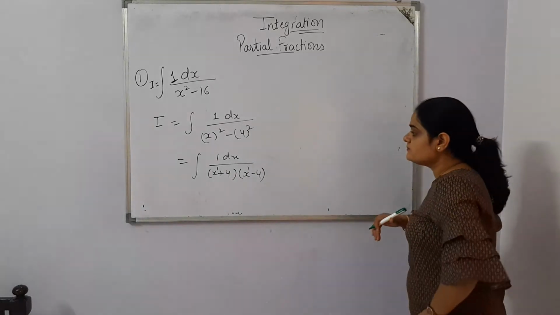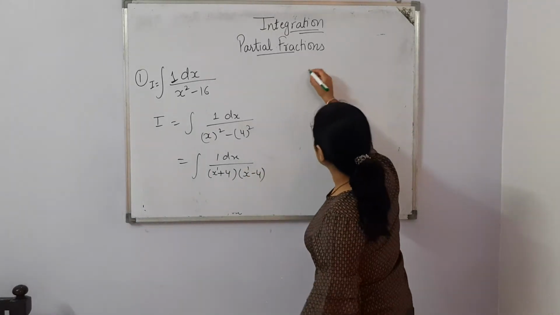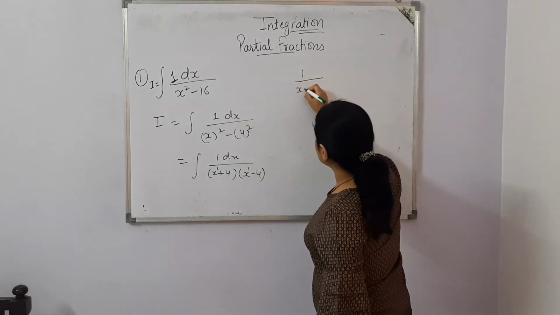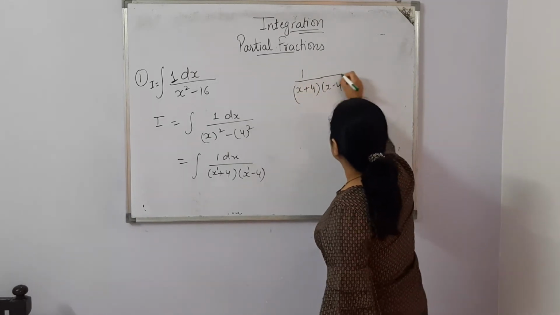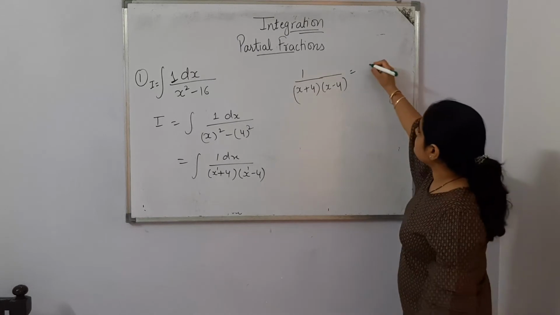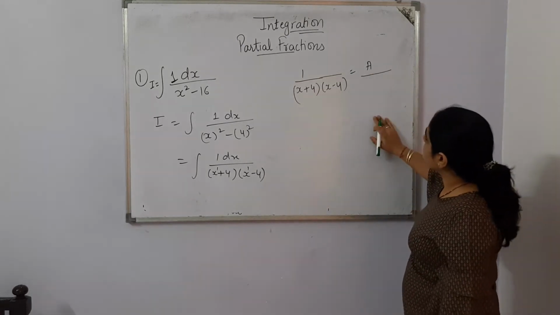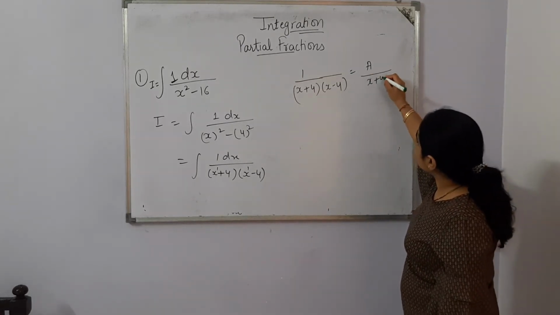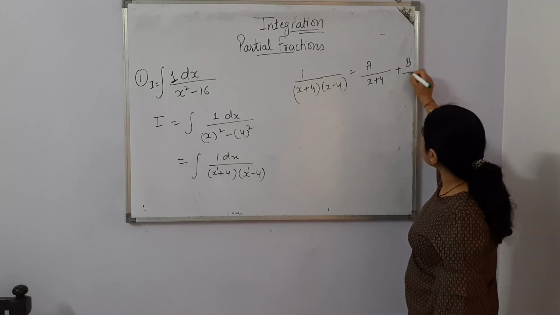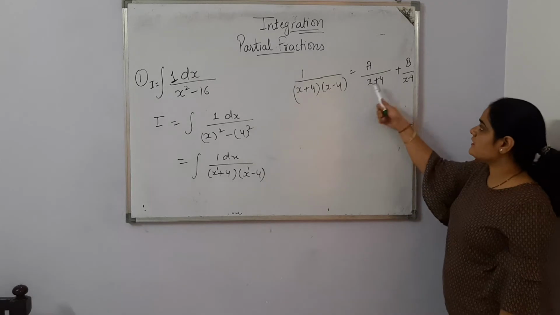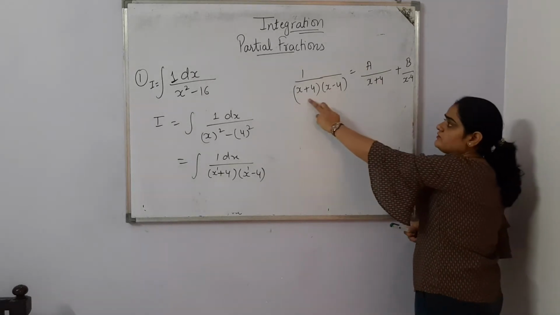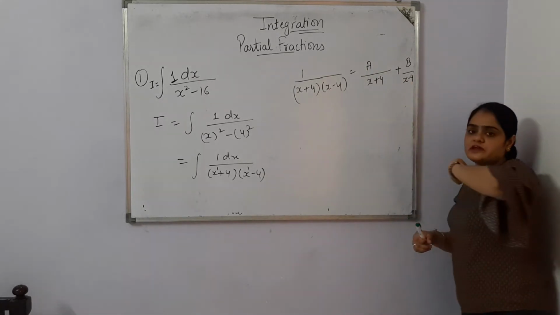Now what will we do? 1 upon x plus 4 times x minus 4 equals A upon x plus 4 plus B upon x minus 4. Now what are we doing? We are just segregating it: A upon the first factor plus B upon the second factor.